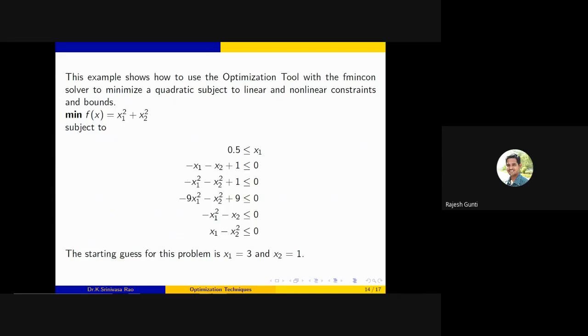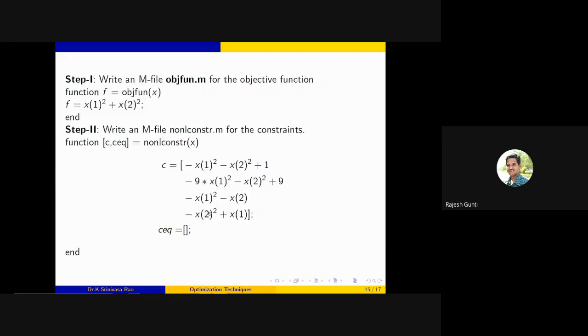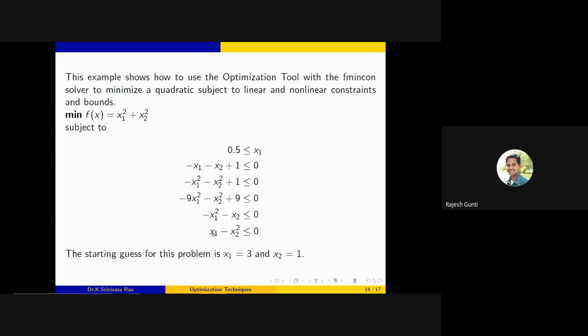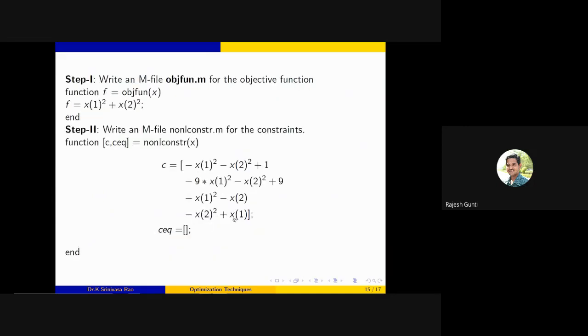Minus x1 square minus x2 less than or equal to 0. Then x1 minus x2 square less than or equal to 0, that is, minus x2 square plus x1. We can give semicolons. Because of the space constraint, I entered them one by one. We enter the first equation semicolon, second equation semicolon, third equation semicolon, fourth equation, and close the bracket semicolon.